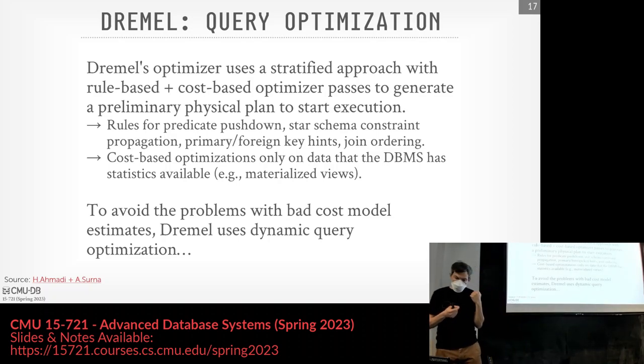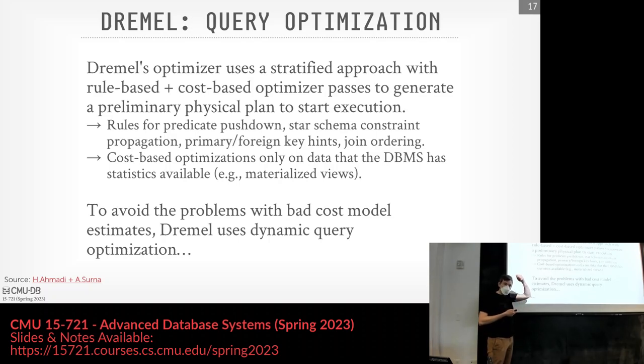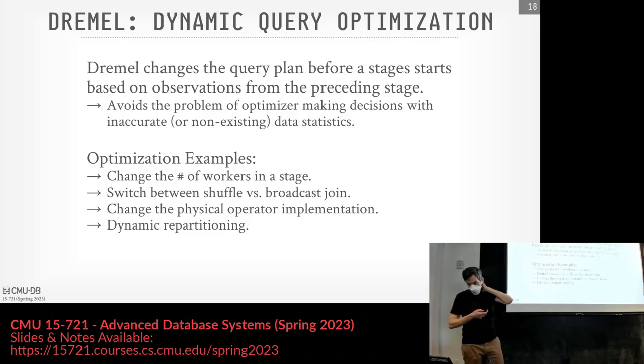So the basic idea is we're using a bunch of rules to figure out a rough sketch of what the initial query plan is going to be. And then at runtime, we'll look at, not the estimates, but the actual data that each stage is producing, and then make other decisions. So before each stage starts, you look at the results in the preceding stage, and then you can make different decisions.